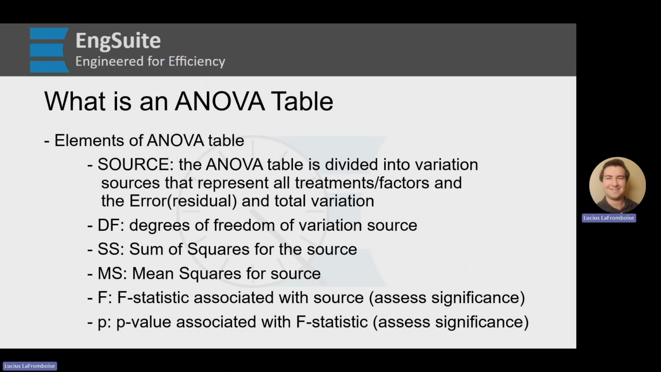So each source has these next 5 associated with it: a degrees of freedom for the variation source, a sum of squares, a mean squares, and then 2 of the ones that we use to actually assess significance are the F statistic and p-value associated with that F statistic.